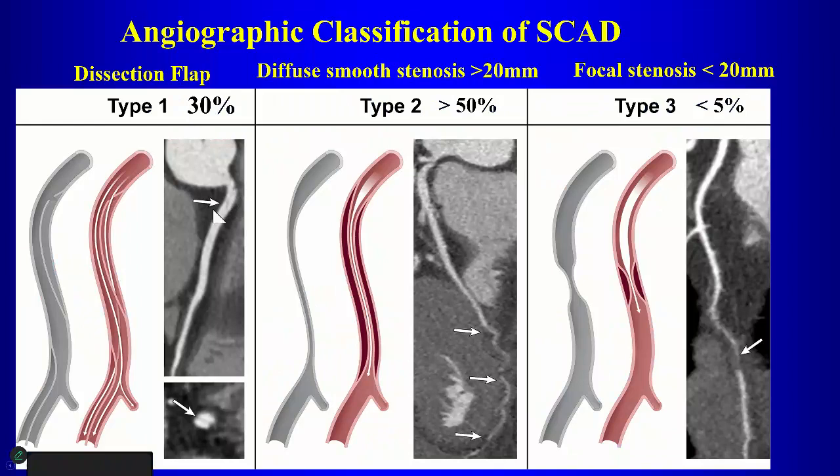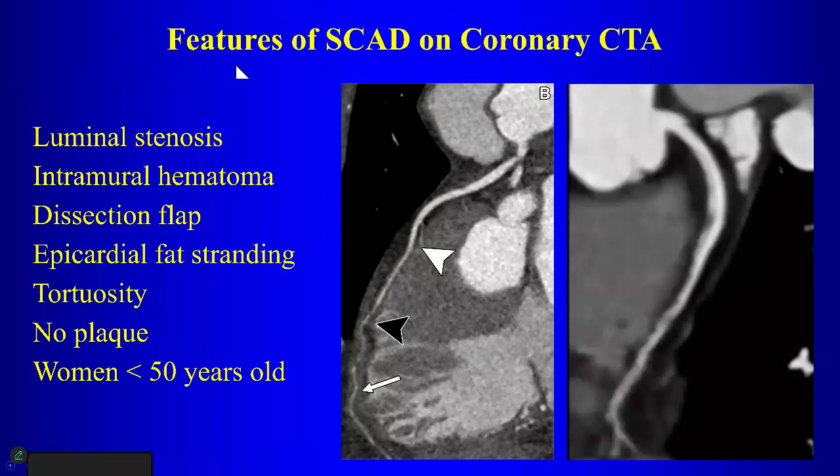So 30% or less, you'll actually see a dissection flap. Most cases, you will have this kind of diffuse, smooth stenosis of the vessel on CT or on imaging when you have spontaneous coronary artery dissection. And then a very small percent will have a focal area of stenosis, okay? So in most cases, you'll have this kind of diffuse stenosis of the vessel. The actual dissection flap is seen in about 30% of the cases.